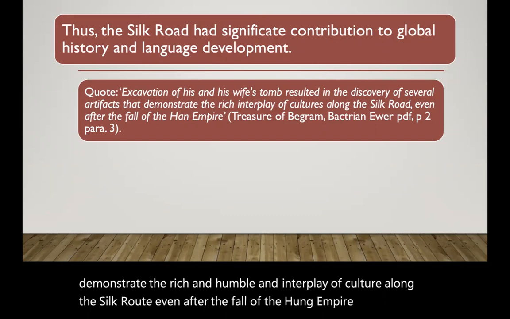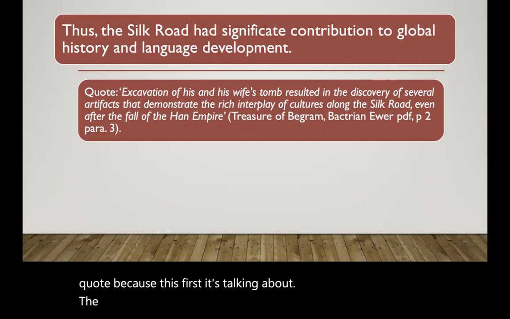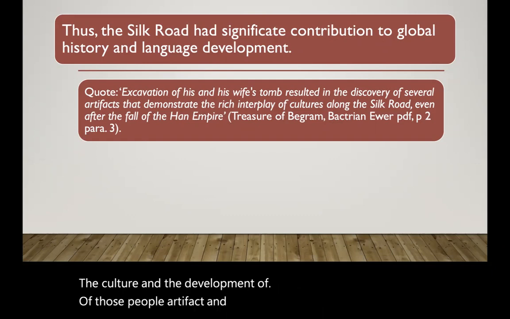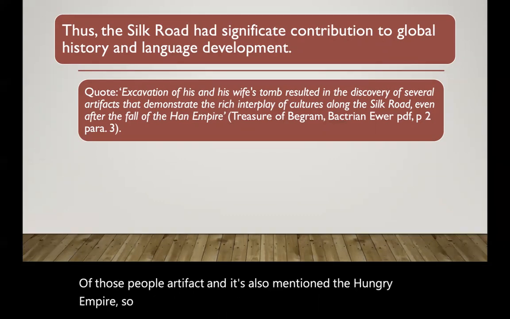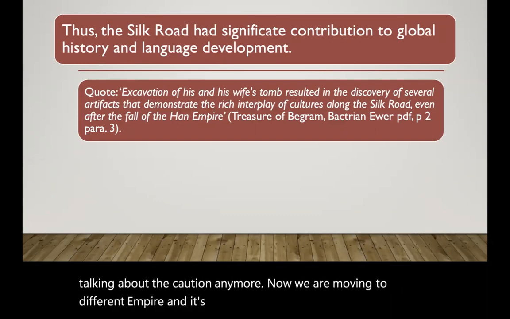So I like this code because first it talks about the culture and the development of those people's artifacts, and it also mentions the Han Empire. So it's evidence of global connection because we're not talking about the Kushan anymore. Now we are moving to a different empire, and it also mentions their love of luxury.